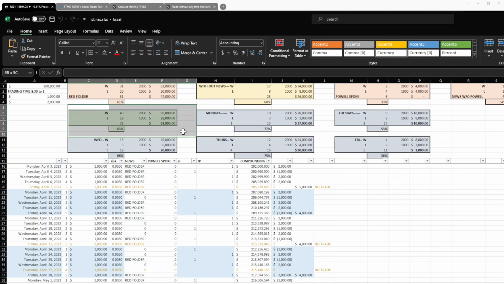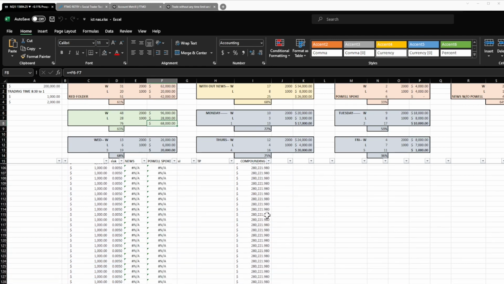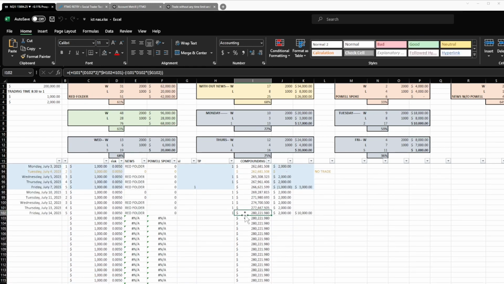Basically, it's a 63% win rate, right? So much higher, but a few less trades, 76 trades instead of 80 something trades. But ultimately, you end up with more profit, $68,000 as opposed to $55,000, right? And if you compounded the account, you would have $80,000, which is way more.